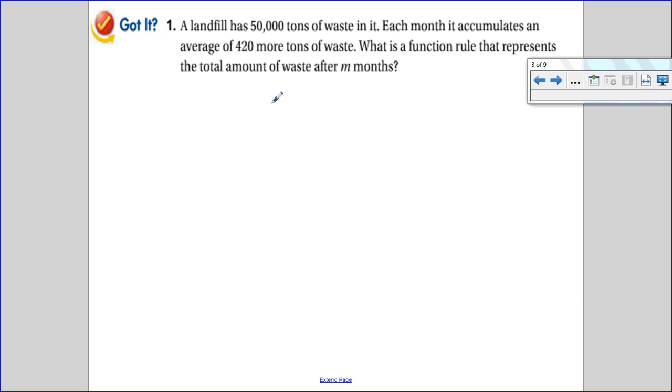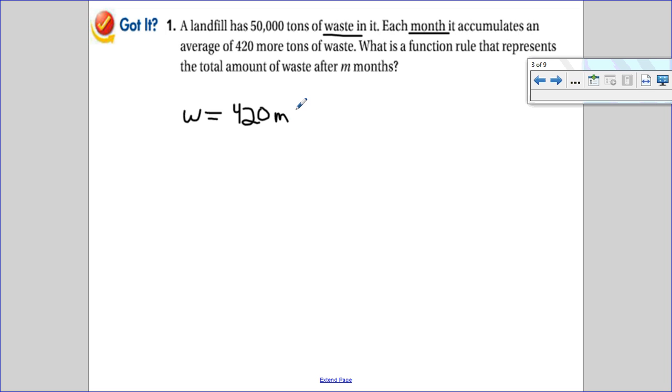So what are our two variables? Our two variables are how much waste is in it and how many months there have been. So I'm going to represent months with M and waste with a W. So the waste will equal 420 tons each month. So when we're doing each, we're doing 420 times each month. So that's times M.